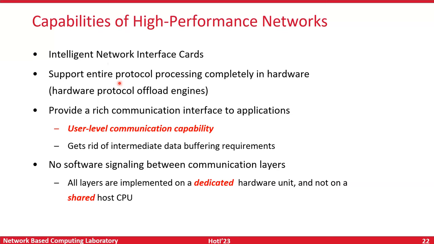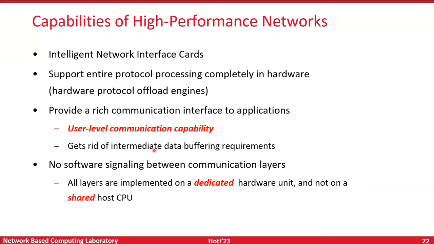So people started exploring, can I offload part of my network protocol processing or even the entire protocol processing into something called hardware protocol offload engines? And if that can be integrated with the network interface card, my card becomes very intelligent. That will give me good performance and it will also allow me the overlap, okay? And that is the reason it will go into that reduced CPU utilization we talked about earlier.